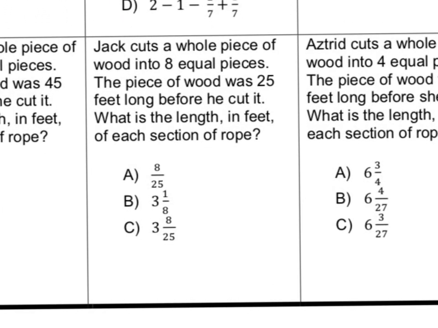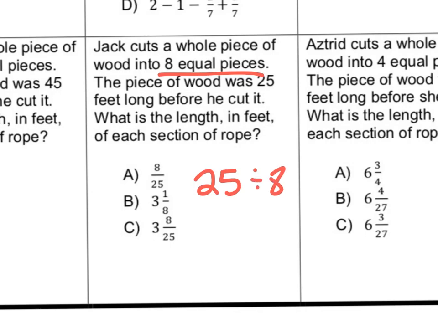Jack cuts a whole piece of wood into 8 equal pieces. The piece of wood was 25 feet long before he cut it. What's the length in feet of each? It's supposed to be, again, wood, not rope. But the whole entire thing is 25 feet. And he wants to divide it into 8 equal pieces. So it would be 25 divided by 8.